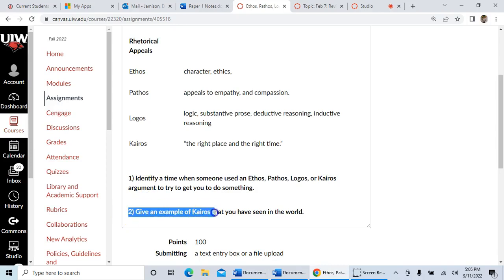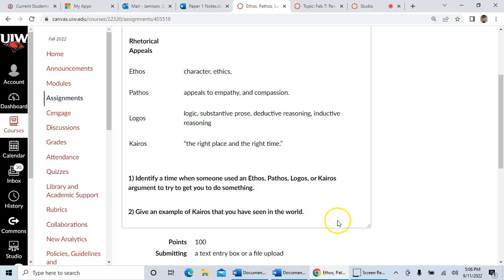Number two, give an example of kairos that you have seen in the world. So an example of somebody being in the right place at the right time to have an argument or other kind of thing that became really popular and famous.